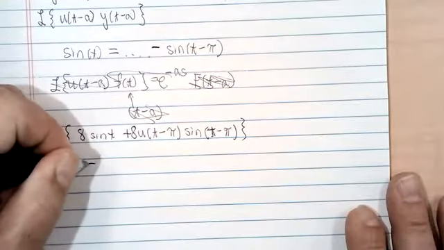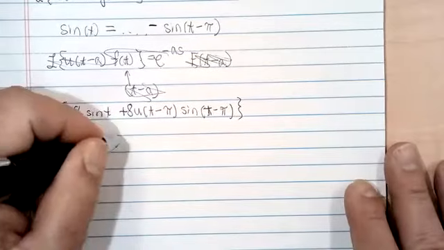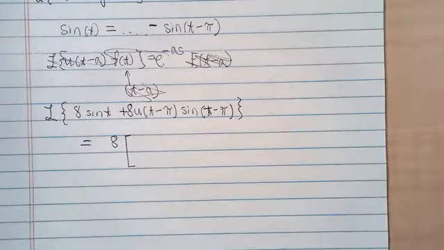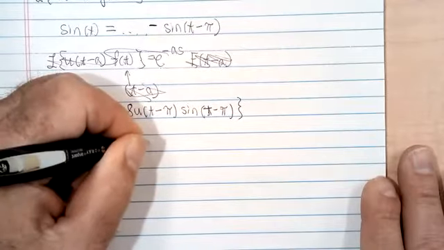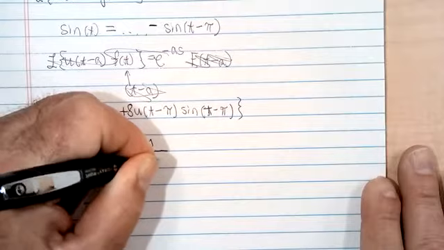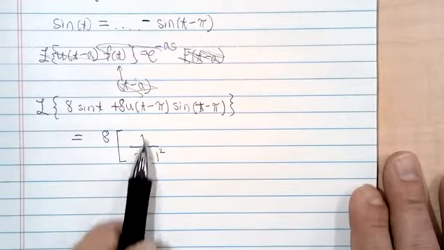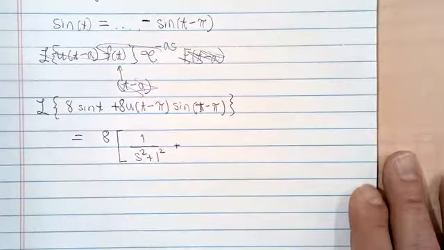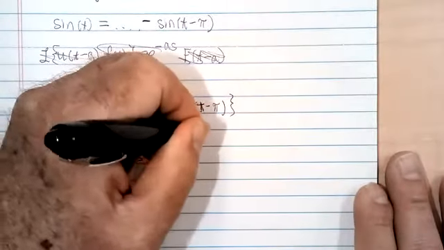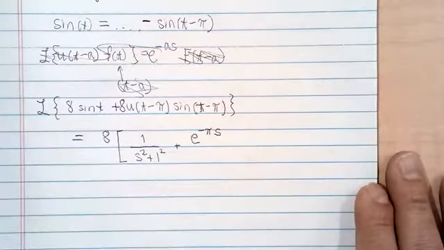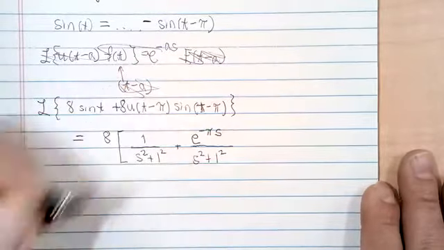Okay, so to transform the right-hand side, you're just going to factor out all those 8s. If you like it that way, put it on the outside. Then sine of t has transform 1 over s squared plus 1, squared officially, but that's all the same. And then this one is going to be e to the minus pi s over s squared plus 1 squared.